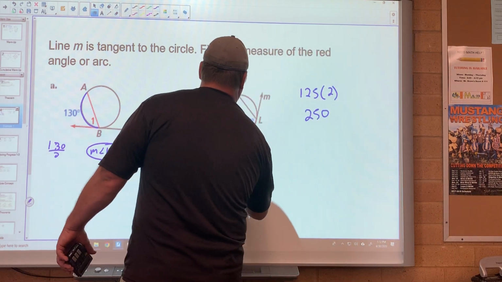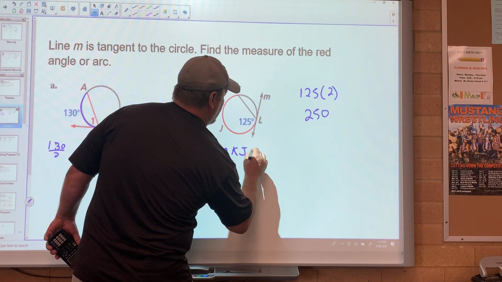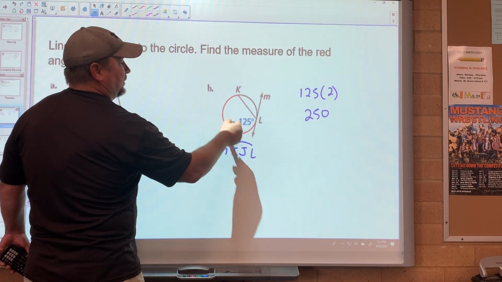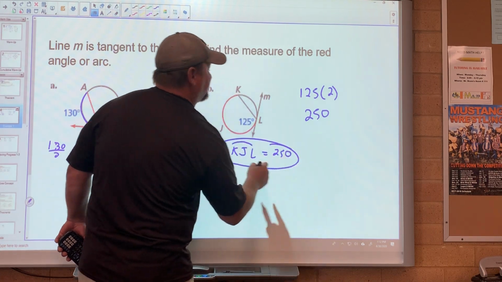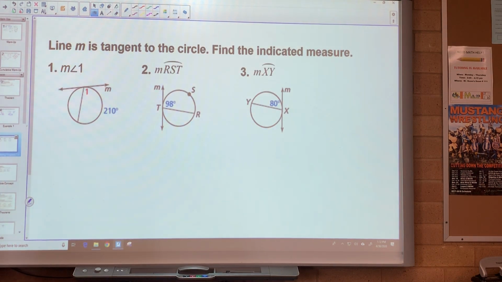250, so the measure of arc KJL. Remember, if you have 3 letters, you're going the longest distance to it, 250. By the way, that would be a major arc, if you remember back to the major, minor semicircles. Okay, this one right here would be a minor arc because it's less than 180. Anyway, okay, let's jump into some of these now.